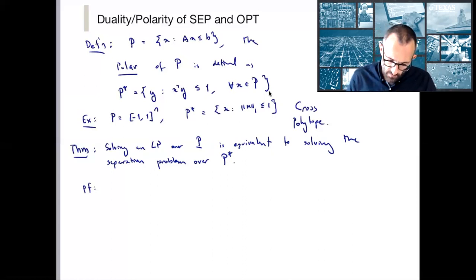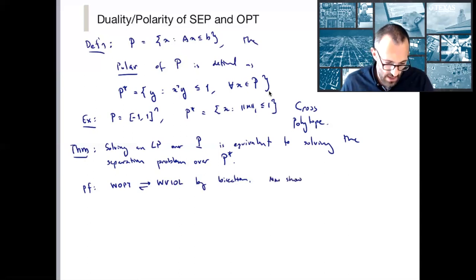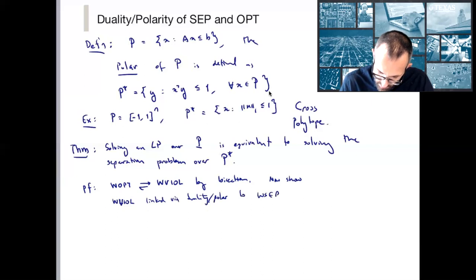So we've seen that weak optimization is basically equivalent to weak violation using a bisection argument. Again, I'm being a little loose here. I'm not explicitly mentioning the circumscribing ball, etc. So now we're going to show that weak violation is linked via duality and the polar to the weak separation problem. It's kind of a restatement, I guess less a proof. I should have put that above as what we're doing.